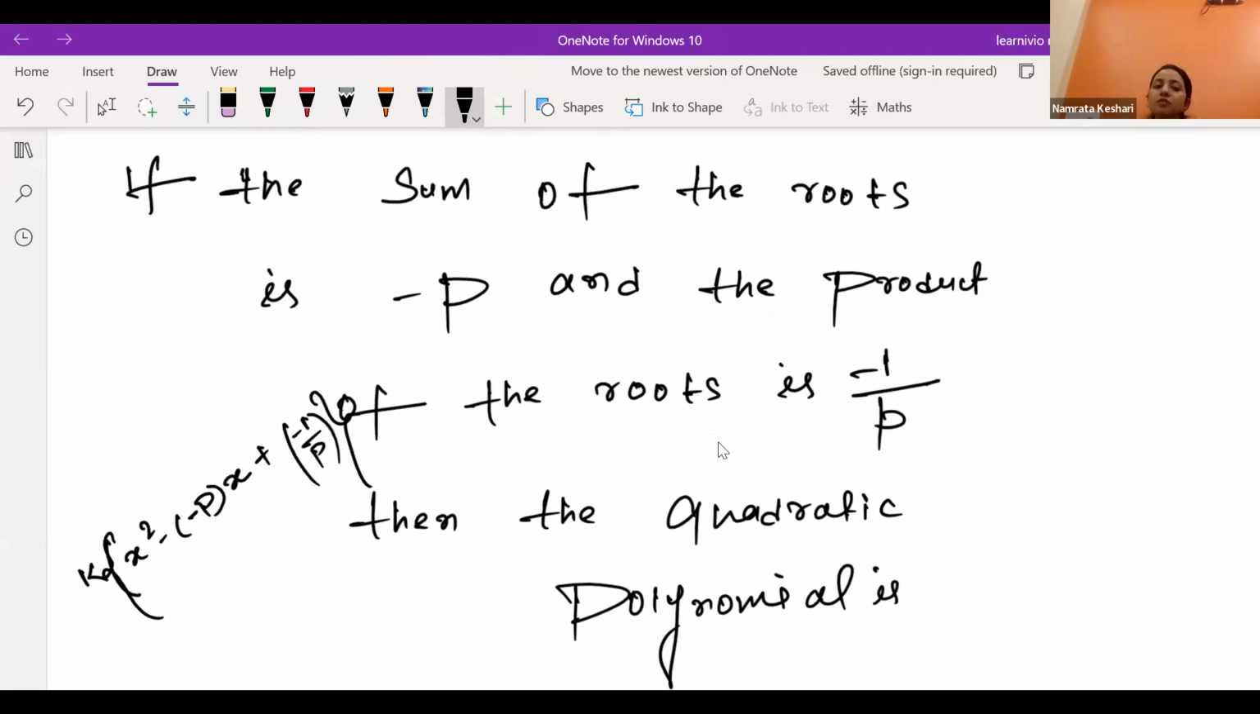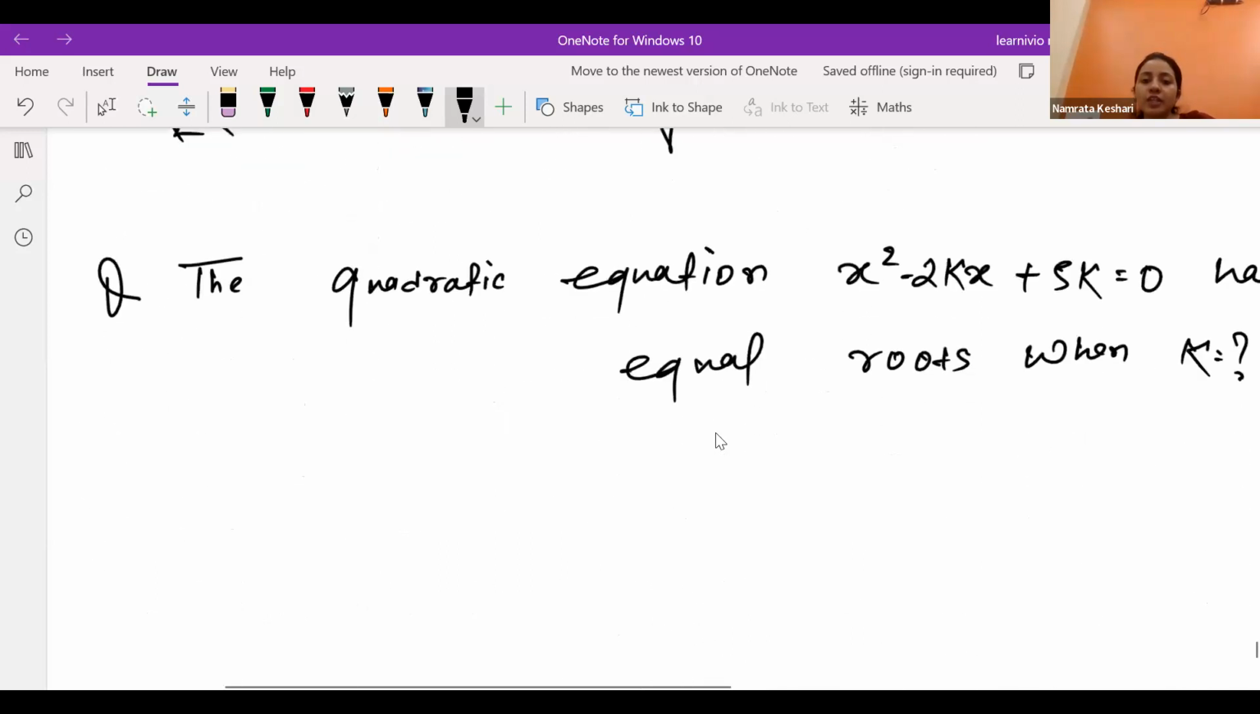This is the polynomial we are having. Here the signs are given, so minus minus plus, we will just write it here, plus minus minus 1 by p, and like this only we will write the polynomial. Any confusion to anyone? No, ma'am. Okay, please do this one.